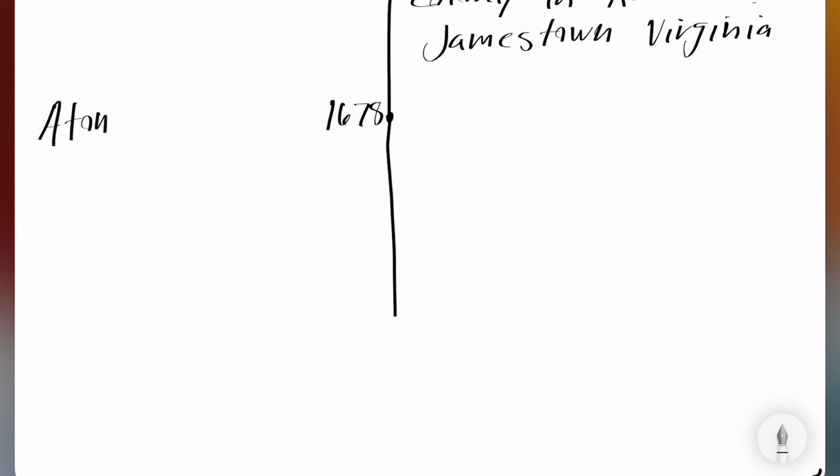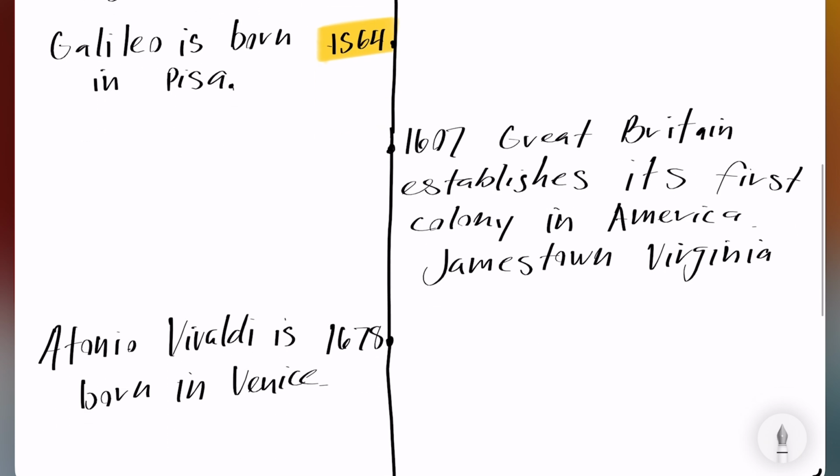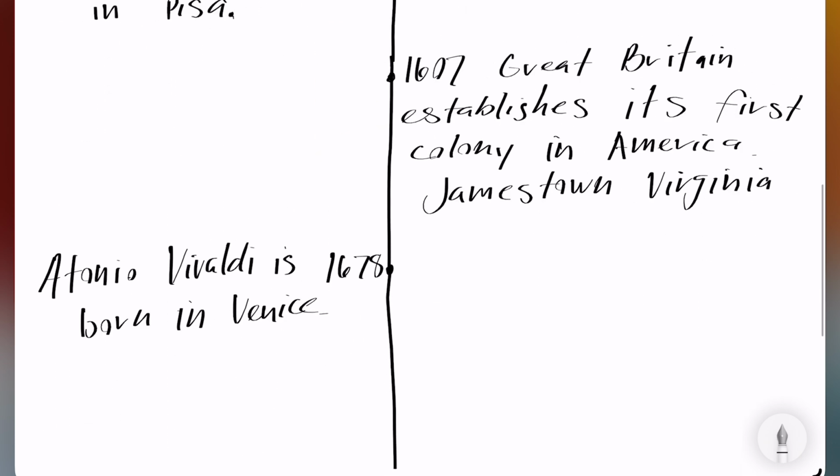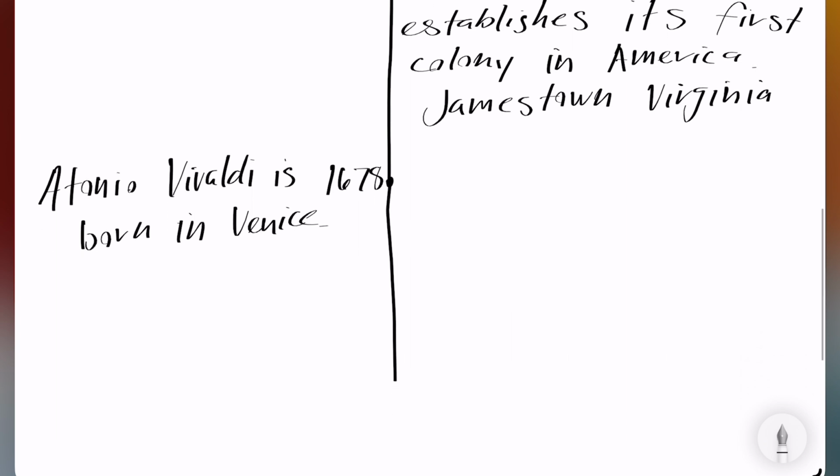So in 1678, Antonio Vivaldi is born in Venice. So let's add that to our timeline. Okay?